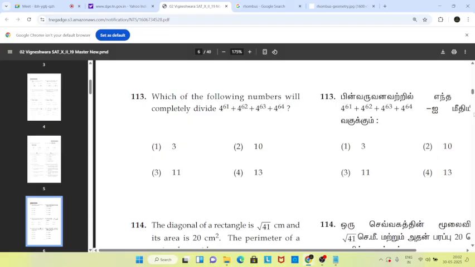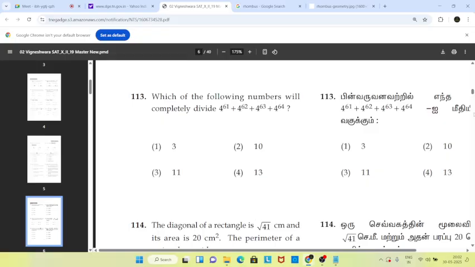Which of the following numbers will completely divide 4 power 61 plus 4 power 62 plus 4 power 63 plus 4 power 64? They have given 4 numbers: 3, 10, 11, 13. Which number will divide that number? How do we do it?